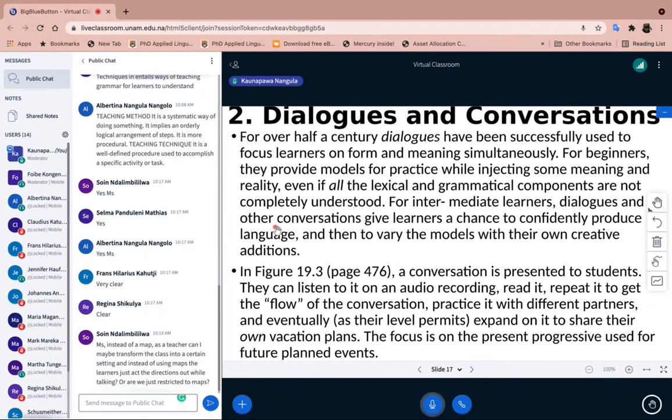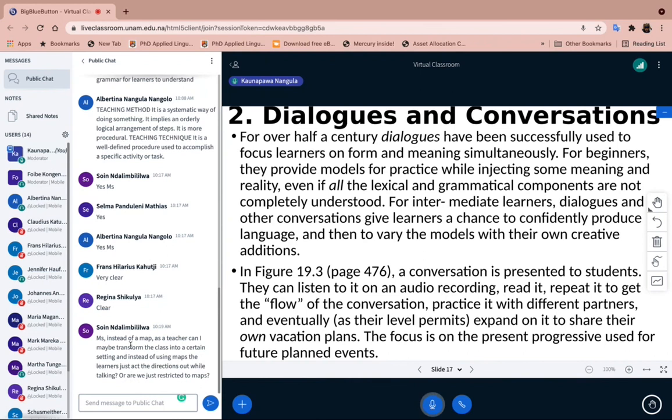All right, we are going over to Soin's point here. Instead of a map, a teacher can maybe transform the class into. You see, I told you, you guys are brilliant. Yeah, you come up with good ideas.